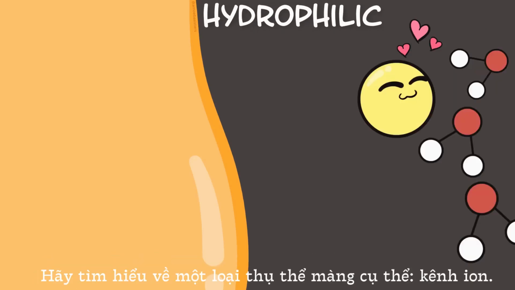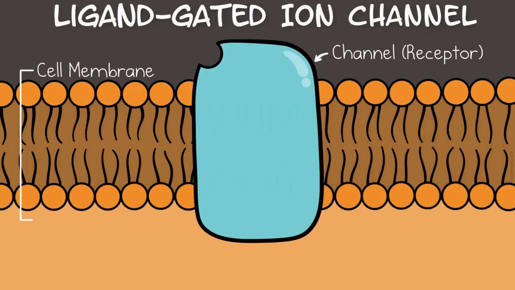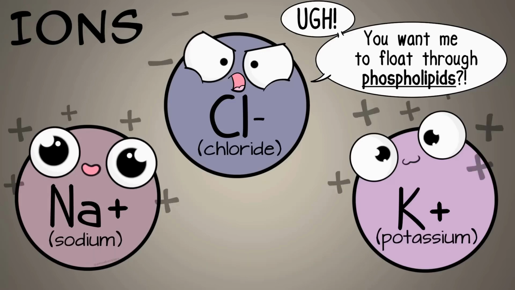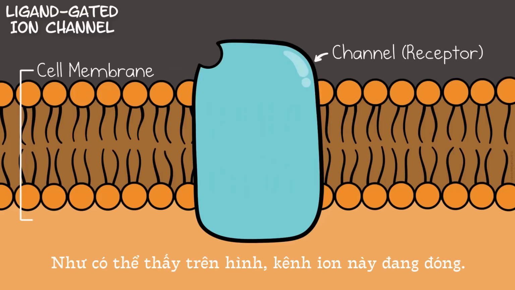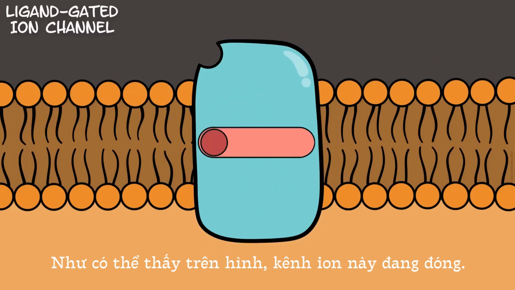Let's mention an example of a cell surface receptor type, a ligand-gated ion channel. Ions normally don't go unassisted through the cell membrane. They are charged after all. See our cell transport video. But a ligand-gated ion channel gives them a way through a channel. But it is controlled. In this example, the channel is closed.